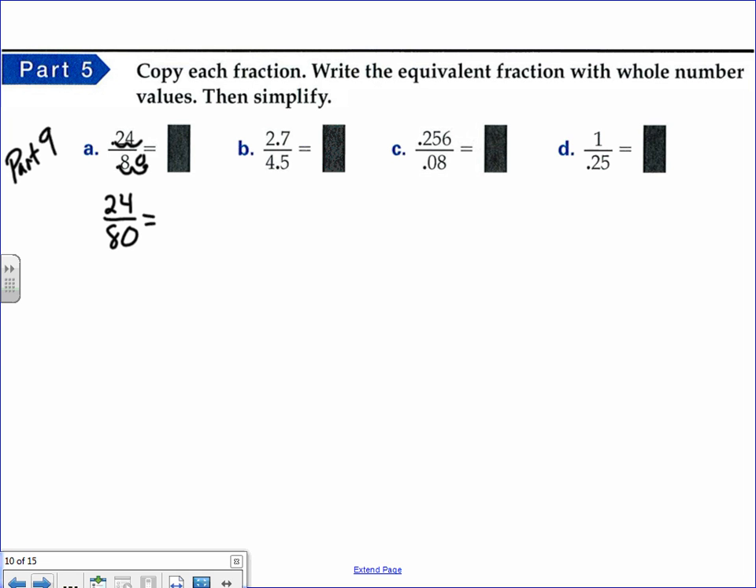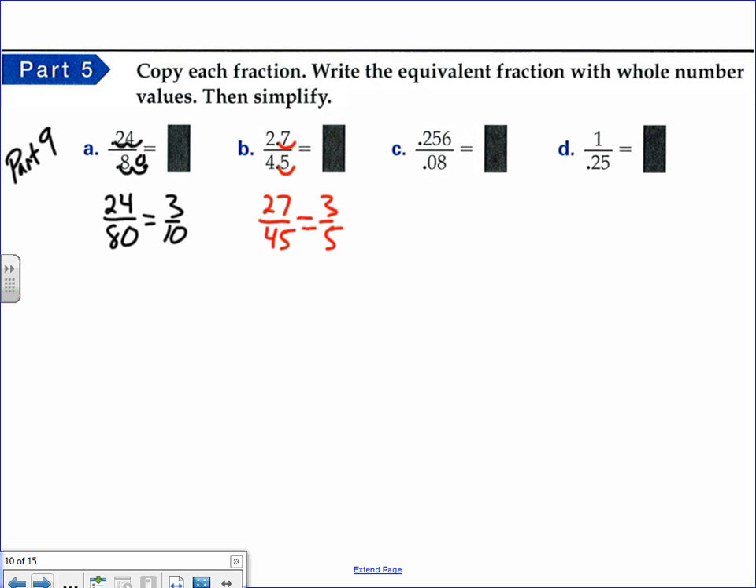You can simplify it in your head, or if you want to use the math button on your calculator with the fraction function, you can do that as well. 24 over 80 is going to simplify to 3/10. For letter B, again, you need to move the decimal so that you get two whole numbers. So the first one, I need to move it once to make it 27. If I move that one once, I move this one once. So I have 27 over 45. And again, 27 over 45 simplifies down to 3/5.